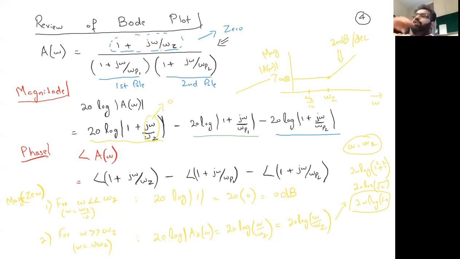And as we start increasing after omega z, we will be having 20 dB per decade. So this will continue onwards. As omega starts increasing from omega z, it starts increasing at 20 dB per decade. So that's one thing. The vice versa will apply ultimately for the poles. What will happen for the poles? Everything else remains. Now we have 20 log of 1 plus omega by omega p1.